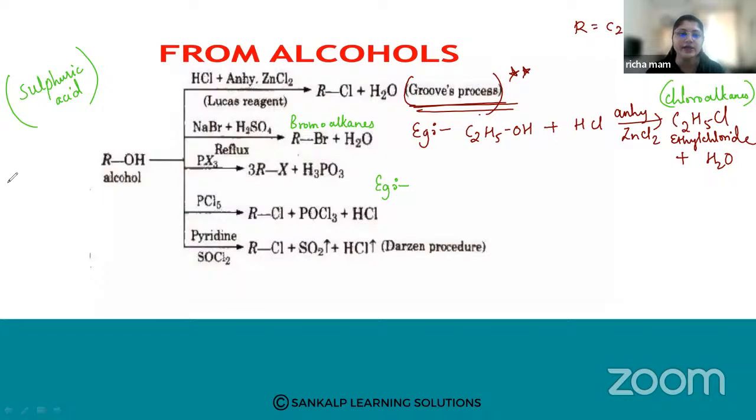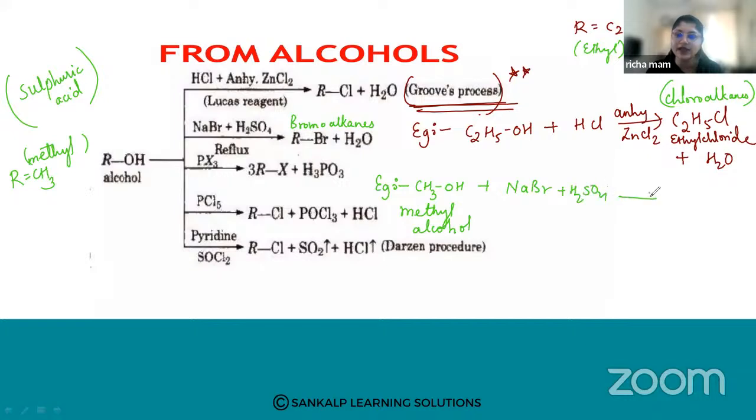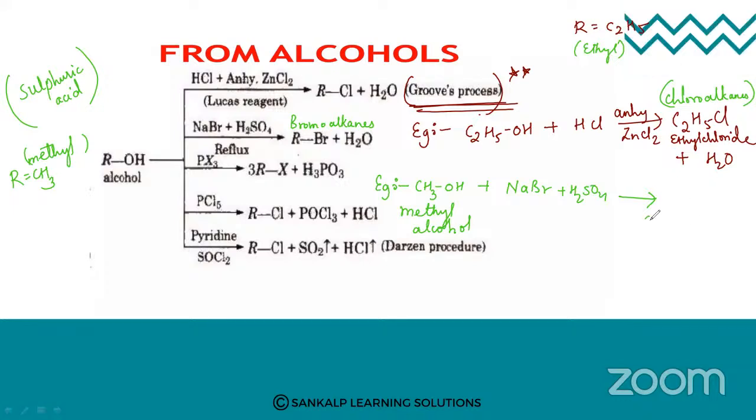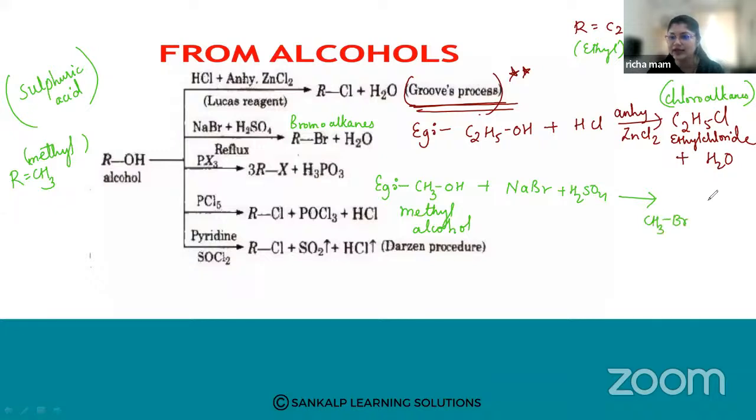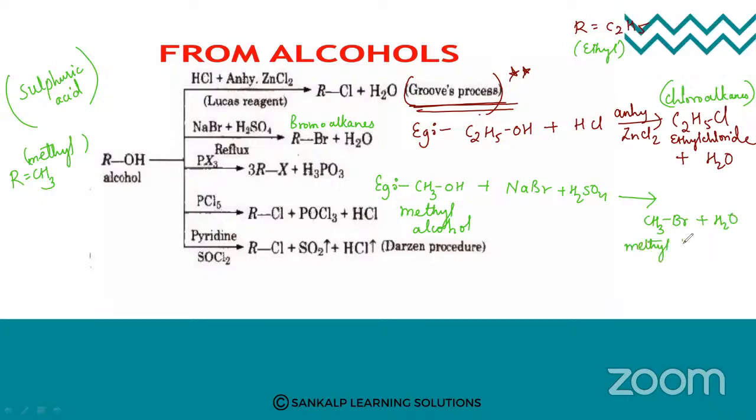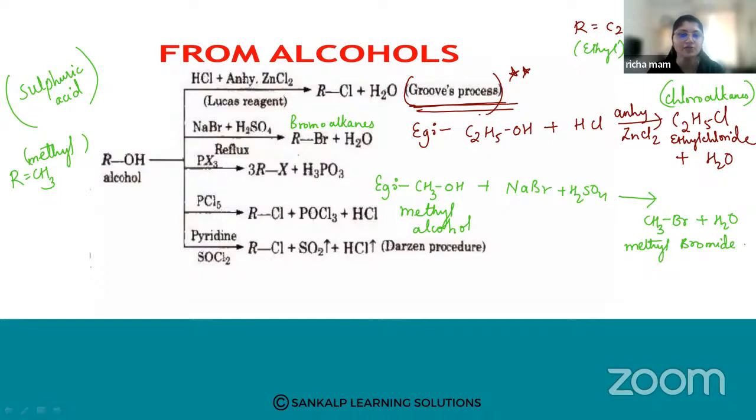Let me take R as methyl group. So this is a methyl and this is an ethyl group. Let me take methyl. So what will be my alcohol? My alcohol will be methanol, or methyl alcohol. I treat it with NaBr plus H2SO4. Students, can you tell me what will be the product obtained? Methyl bromide plus water. So this is the second method of preparation.